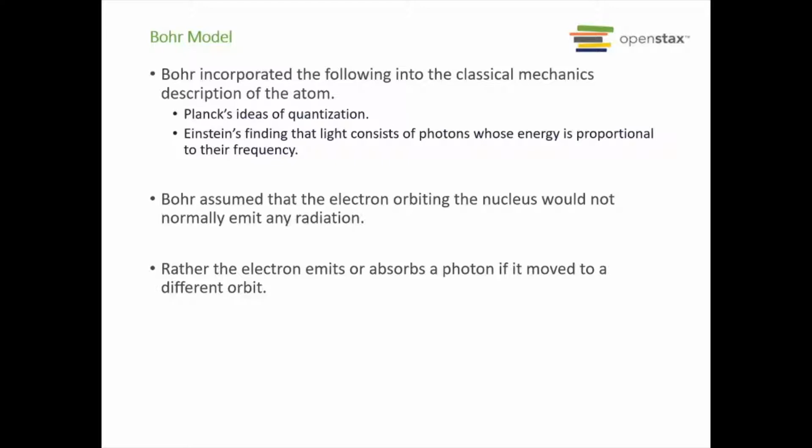So he took the classical mechanics description of the atom and took a little pot. Into that pot, he added quantization from Planck and from Einstein, the idea that light consists of photons which have energy proportional to frequency. And then he added some of his own assumptions: that the electron orbiting the nucleus normally does not emit radiation, but it will emit or absorb photons if it moves to a different orbit. So he came up with the idea of these electrons having specific orbits around the nucleus.